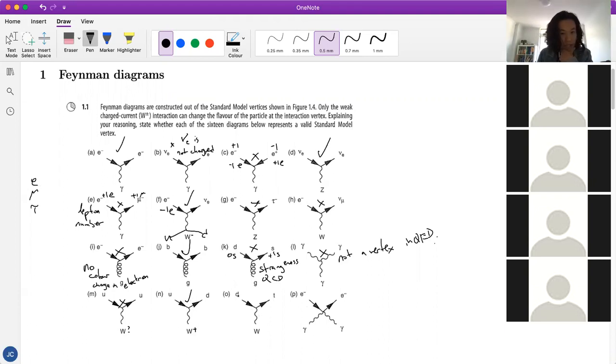Okay, this one, down quark to a top quark. Top quark is a 3rd generation. Down quark is a 1st generation. So no, can't do this.